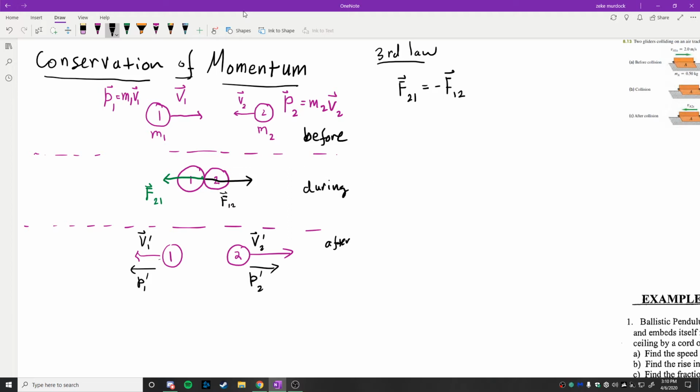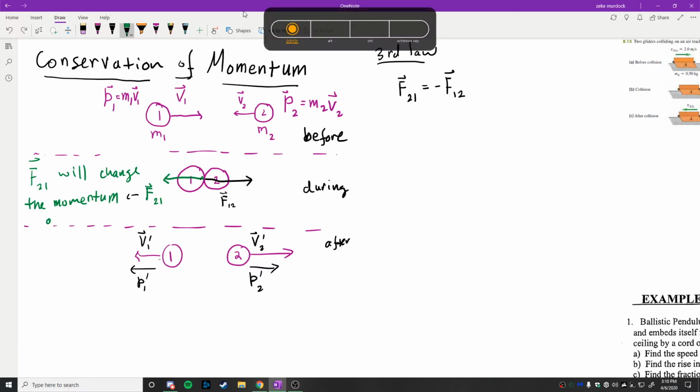Now, we saw before that when a force acts on an object right here, so this force, it's going to have the effect of changing the momentum of ball 1. So F21 will change the momentum of ball 1.